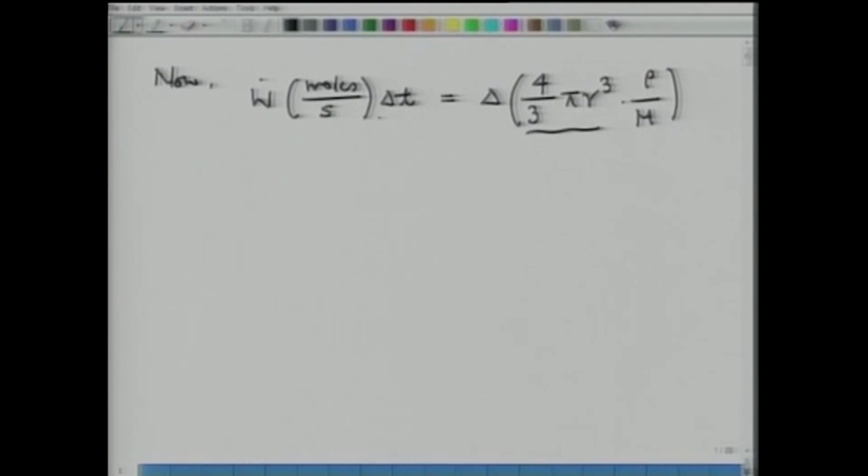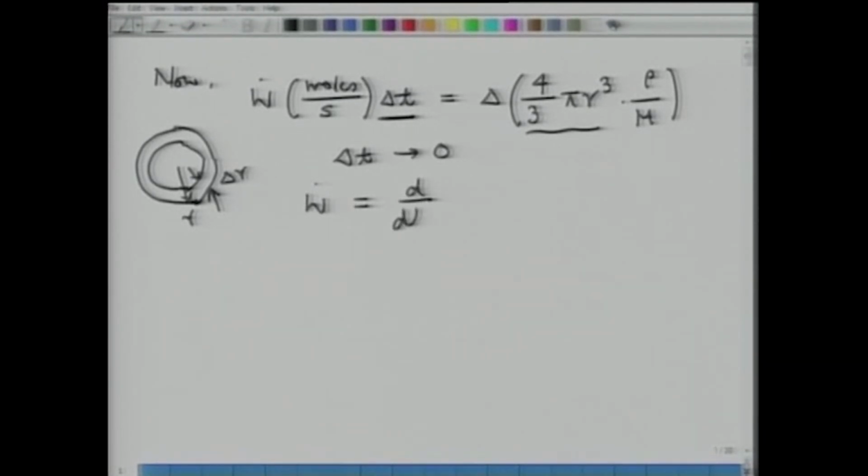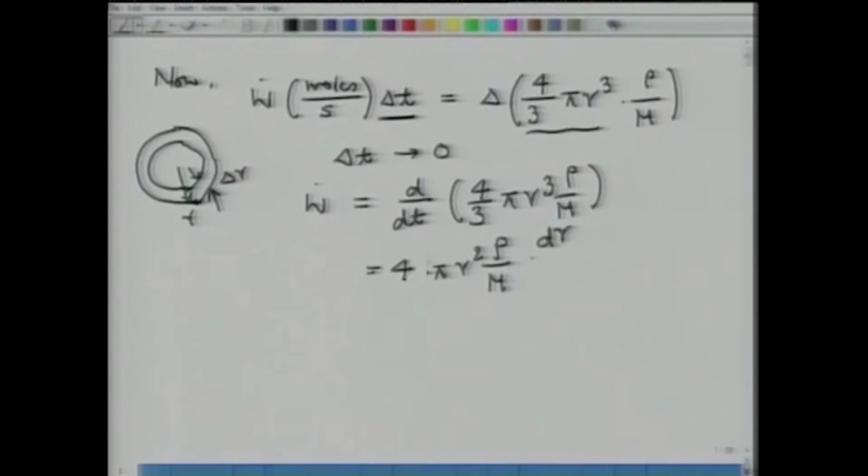So essentially we are saying that over this del T time, this naphthalene ball evaporates and the size decreases by del R. Over this time the radius decreases from R to R minus del R. If we take the limit of del T tends to 0, we can write W dot as d by dt of 4 by 3 pi R cube rho over M, which can be written as 4 by 3 pi R square rho over M dR by dt.